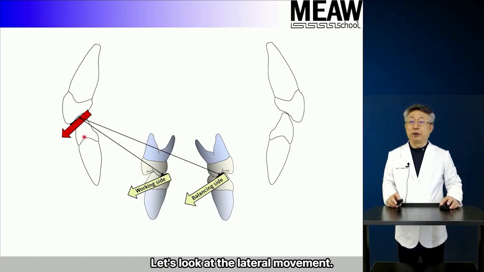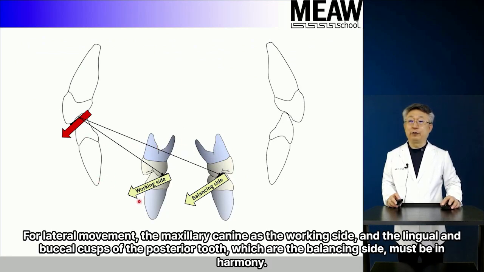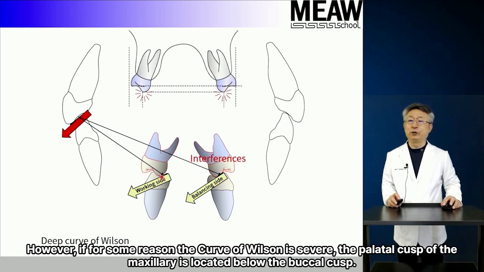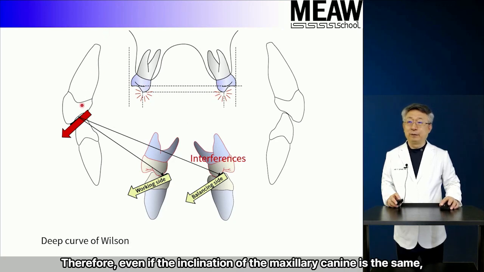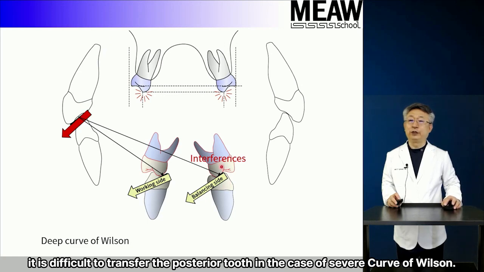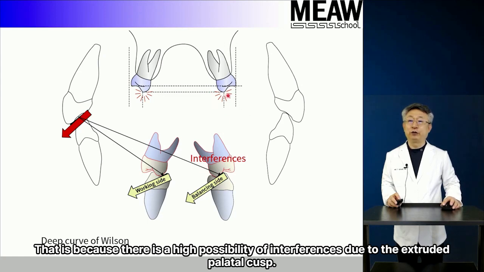Let's look at the lateral movement. For lateral movement, the maxillary canine as the working side, and the lingual and buccal cusps of the posterior teeth, which are the balancing side, must be in harmony. However, if for some reason the curve of Wilson is severe, the palatal cusp of the maxilla is located below the buccal cusp. Therefore, even if the inclination of the maxillary canine is the same, it is difficult to disclude the posterior teeth in the case of a severe curve of Wilson. That is because there is a high possibility of interferences due to the extruded palatal cusp.